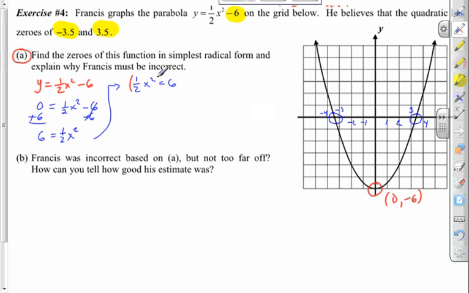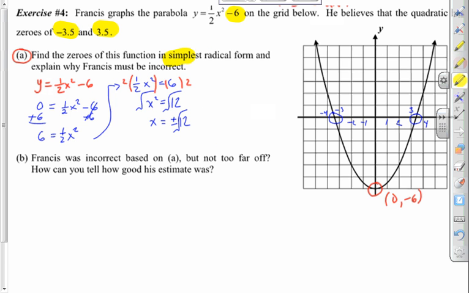I'll continue by multiplying both sides by 2. That'll take care of our fraction here. 1/2 times 2 would be 1. So we're left with x squared equals 12. And we could solve by taking the square root. Remember, when we're solving a quadratic, we always want to find the positive and negative root. So this would be x is equal to the positive or negative square root of 12.